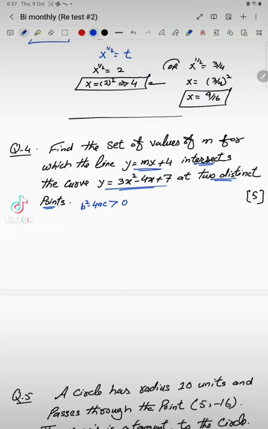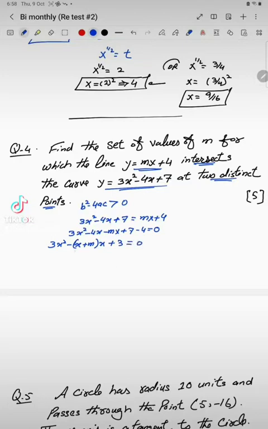So we equate the two y coordinates of the curve and the line. We get this, and we bring the heavy terms to the left: 3x^2 - mx + 7 - 4 = 0. If we take x common, 3x^2 - (4 + m)x + 3 = 0.